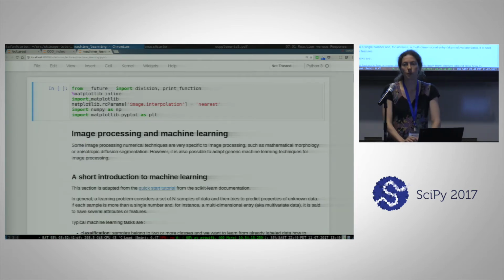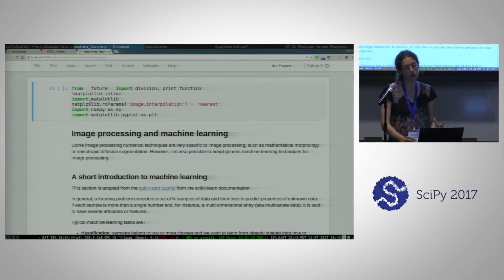So here is our notebook. First of all, raise your hand if you already attended the machine learning tutorial or scikit-learn tutorial. Not many people actually, which is really good because it means that maybe you don't know that much more about machine learning than I do, because I come from image processing, not from machine learning.